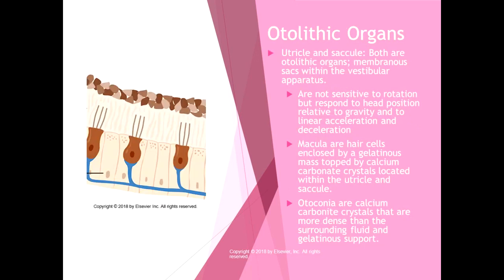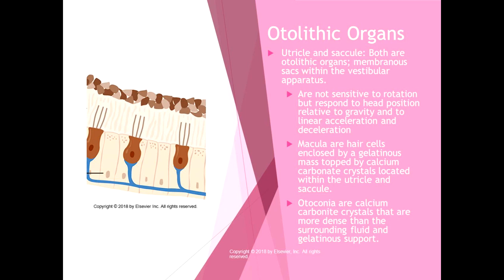So the utricle and the saccule are called otolithic organs. Otoliths, oto means ear and lith means rocks, or stones. So otoliths are little pieces of calcium that are embedded in the vestibular apparatus. So the utricle and saccule are membranous sacs within the vestibular apparatus that are not sensitive to rotation, but they respond to head position relative to gravity and to linear acceleration and deceleration.